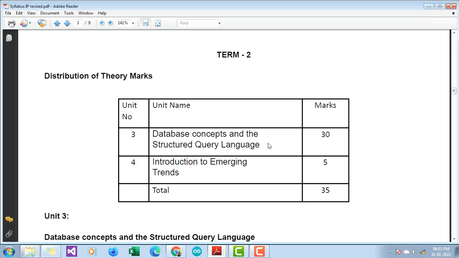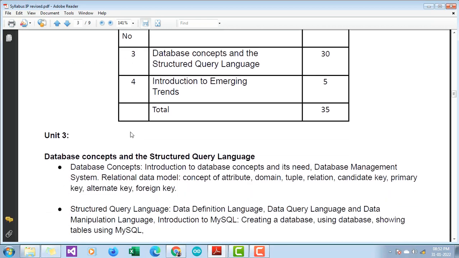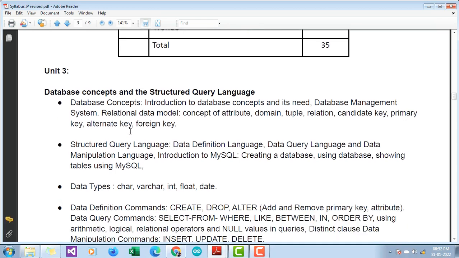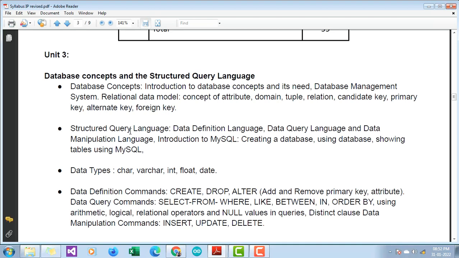Now the next unit is introduction to emerging trends, and that is of only 5 marks. So in this session we are going to focus just on unit 3 only, and later on we will touch introduction to emerging trends. Let us dig deep and see what is the content of unit 3 and how much we have already covered, and what are the topics which we have to learn. So unit 3 is database concept and structured query language, in which chapter 1 is database concept.